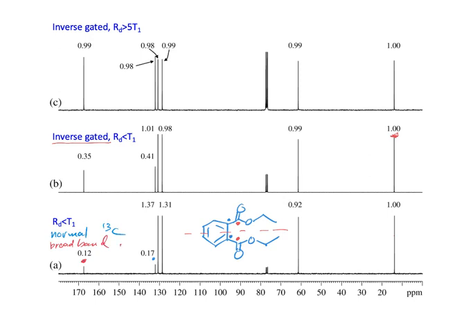But if we do the inverse gated decoupling and we have a relaxation delay greater than 5 times the T1, for a long time, now we notice that essentially all the peaks have the same height. And so you could integrate those and get the correct ratio. How practical is that last one, inverse gated? Well, it just depends on, if you don't need that information, then it's not really worth it.